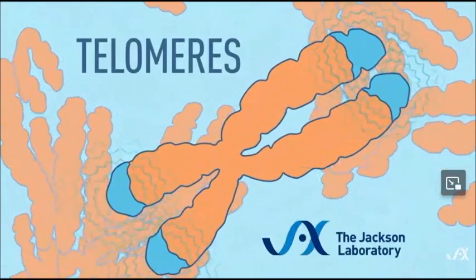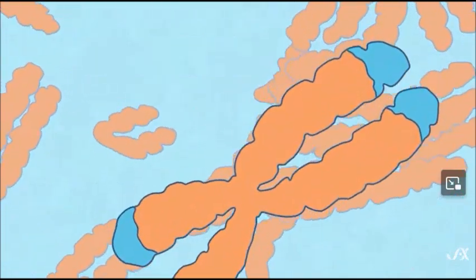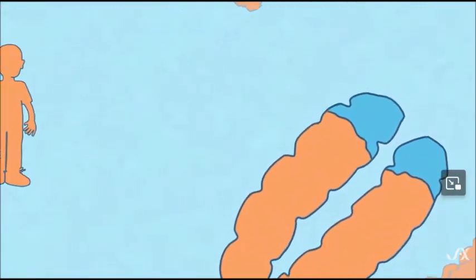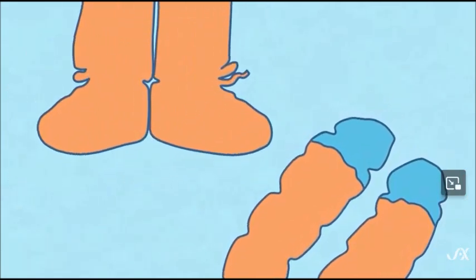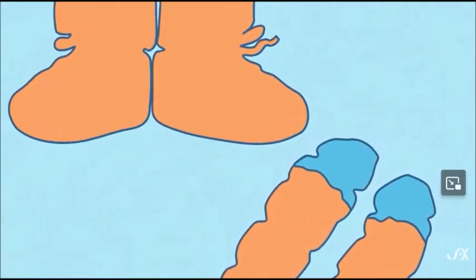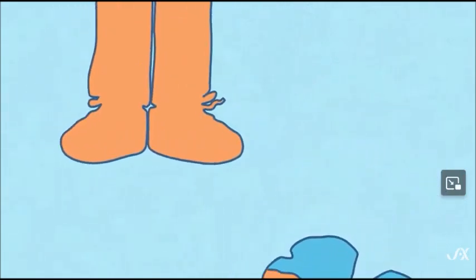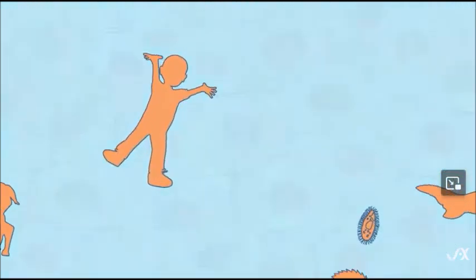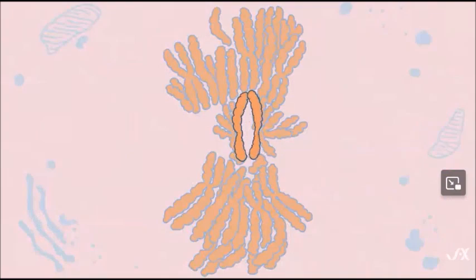What are telomeres? Telomeres are structures made from DNA sequences and proteins found at the ends of chromosomes. They cap and protect the end of a chromosome like the end of a shoelace. In almost all animals, from the simplest to the most complex, telomeres are required for cell division.